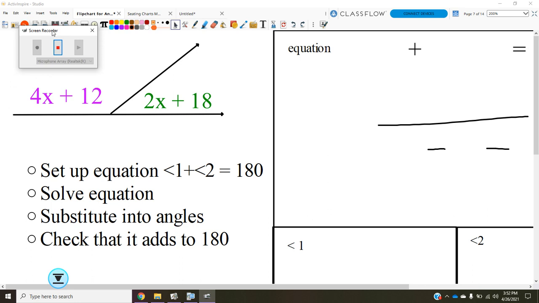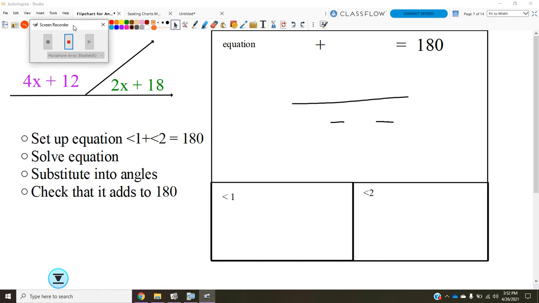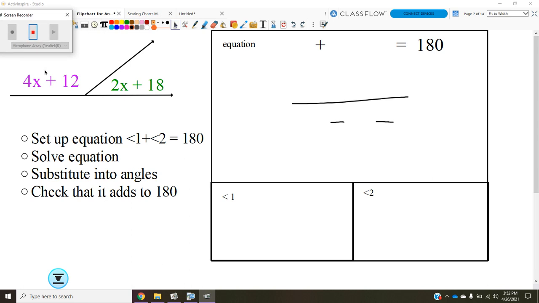We can set up and solve an equation to find these angles. They are supplementary. By taking 4x plus 12, that's one of the angles, and adding 2x plus 18, which is the other angle. These expressions combined together equal 180 instead of 90 because we see a straight line.